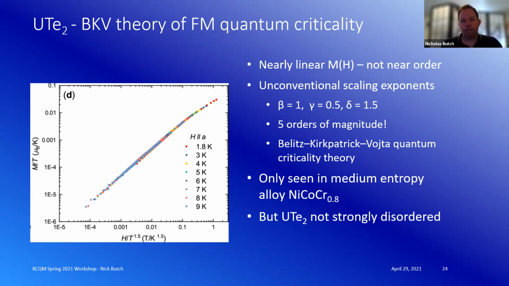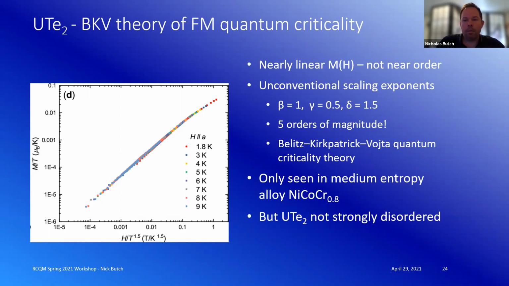Okay, so if we subtract the susceptibility from all our data, we can conveniently get exponents of beta equals 1, gamma equals 0.5, and delta equals 1.5. And you can say, well, that's kind of crazy. What is that about? Well, those actually do correspond to the BKV theory. My statement is that that's about as good as we can do. And these exponents have actually been observed for magnetic order in this medium entropy alloy.